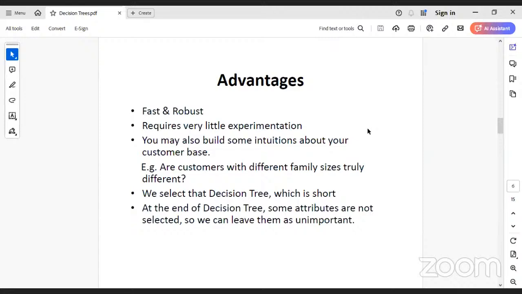Now, decision tree is one of the most sought after algorithms in machine learning. So why do we think that it is most widely used, or that data scientists prefer this particular decision tree algorithm? There are quite a few advantages. The first one is that it is fast and robust. Why are we saying this particular algorithm is fast and robust?